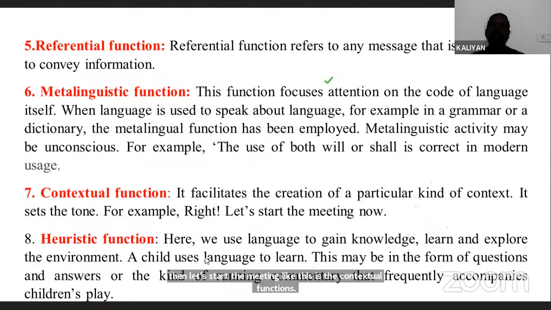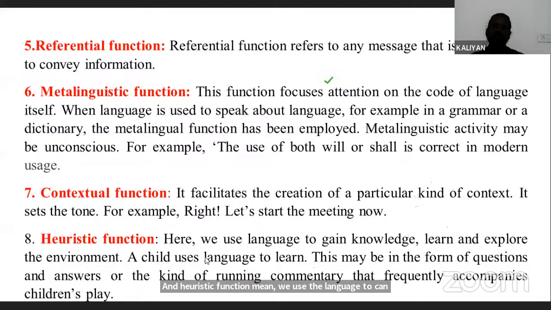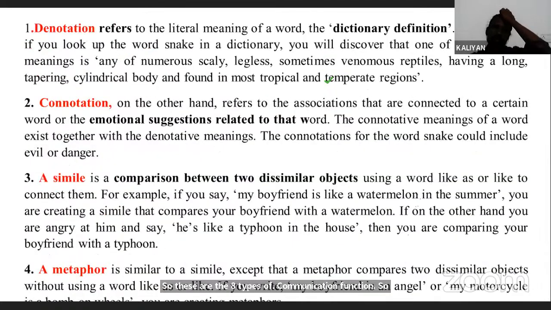And the heuristic function means we use language to gain knowledge, learn and explore the environment. So a child uses language to learn. This may be in the form of questions, answers, or a kind of running commentary that frequently accompanies children's play. So to gain knowledge, learn and explore, we use language. That is the heuristic function. So these are the 8 types of communication functions. Others in this topic are denotation, connotation, simile and metaphor.